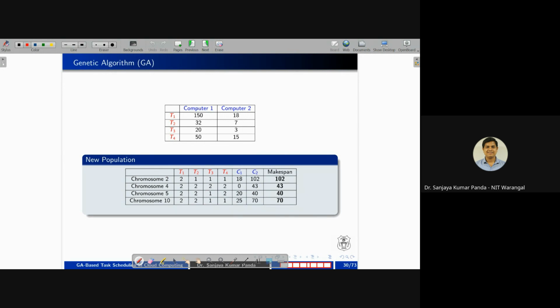I told you up to this, the process is what? Up to this, the process is unidirectional. It is not going to be repeated. Initial population is done once, selection is done once, new population is also done once, right? So the chromosomes are 2, 4, 5, 10. So it is better to rename these chromosomes. So I rename it by 1, 2, 3, 4. For easy illustration, I have renamed it.